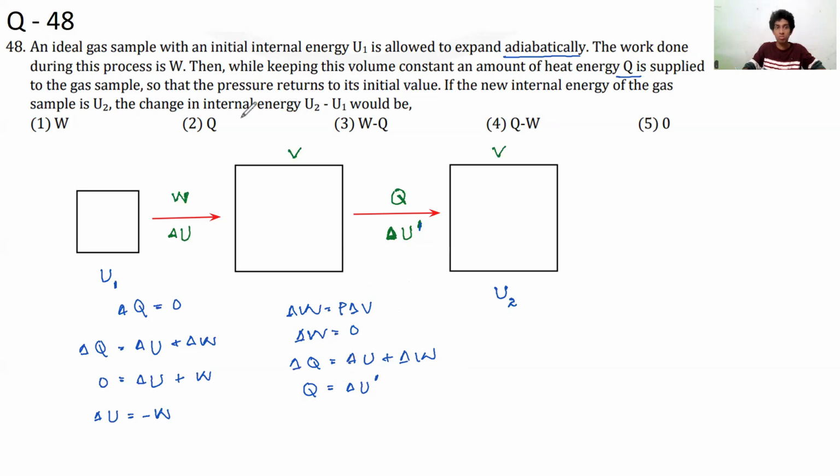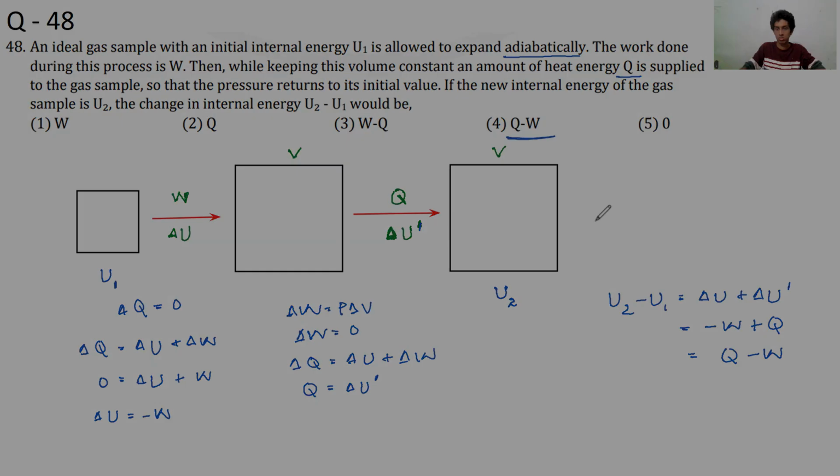So they are asking for the internal energy change U2 minus U1. So U2 minus U1 is equal to delta U plus delta U dash. So that is equal to minus W plus Q. So therefore, U2 minus U1 is equal to Q minus W. So therefore, the correct answer is the fourth one.